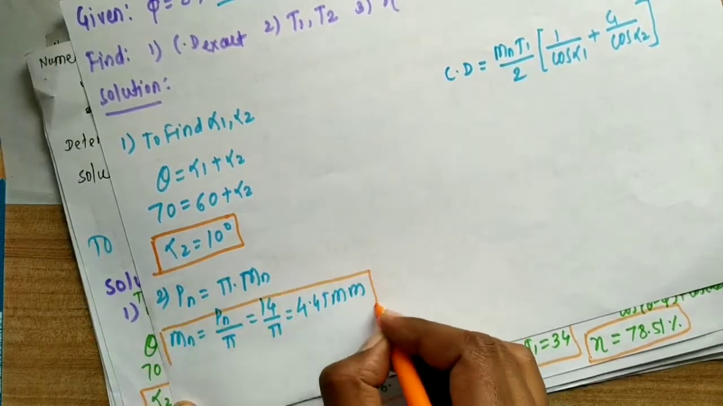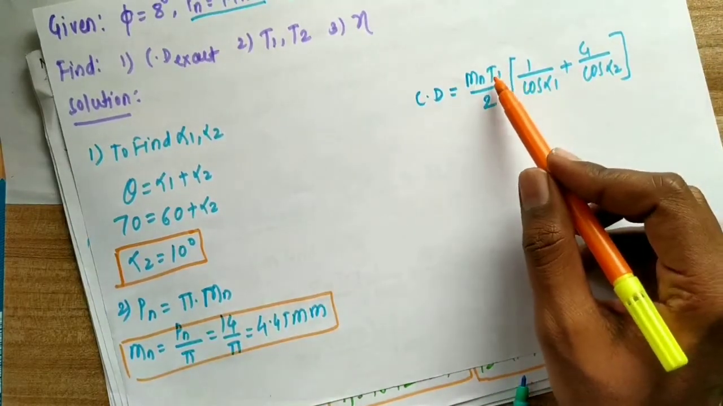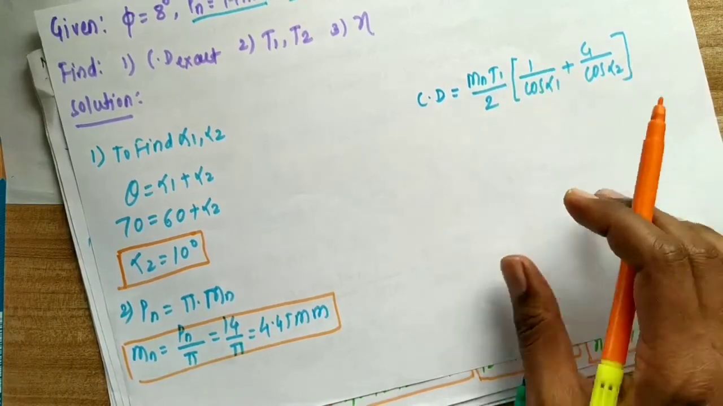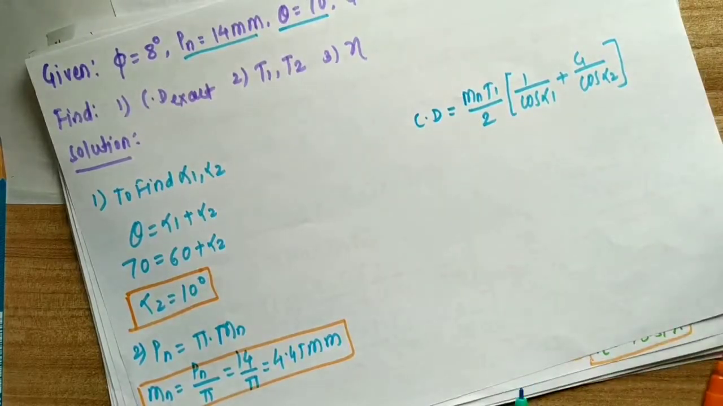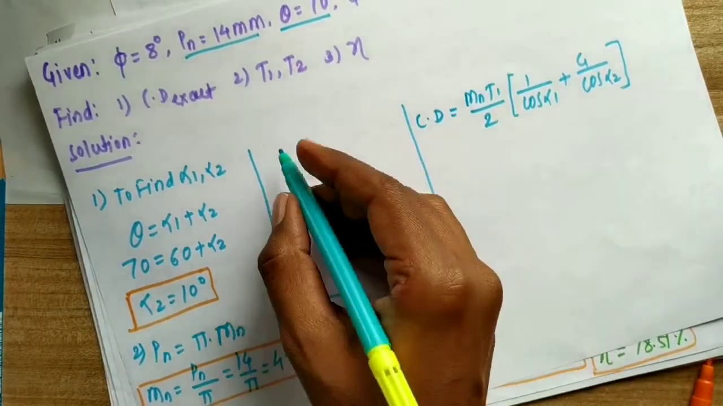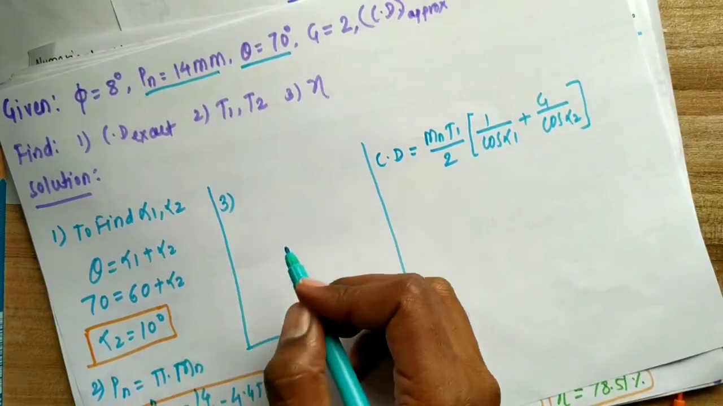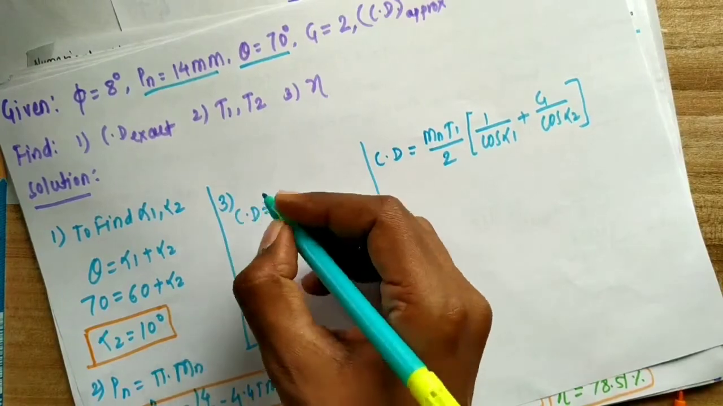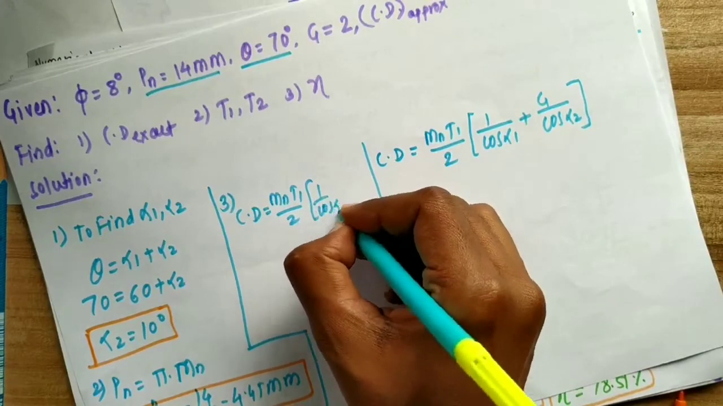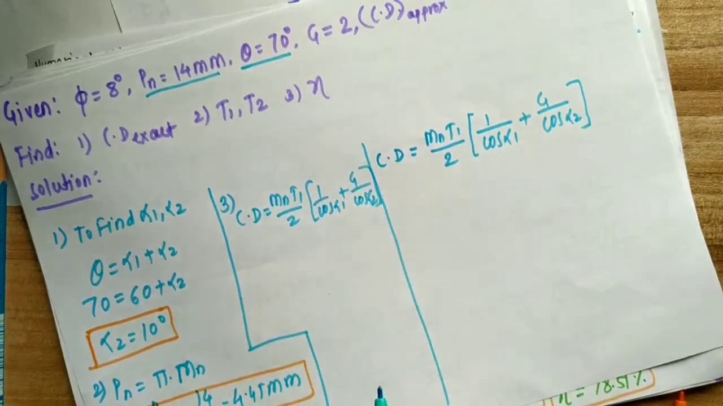Now what remains, because I have to find the exact central distance. So I know Mn, I know alpha 1, alpha 2, we have to find T1, T2. Can I find T1? How to find T1? Remember, to find teeth, use the formula of central distance only. So I will copy the same formula here. CD is equal to Mn into T1 by 2 into 1 upon cos of alpha 1 plus G upon cos of alpha 2.